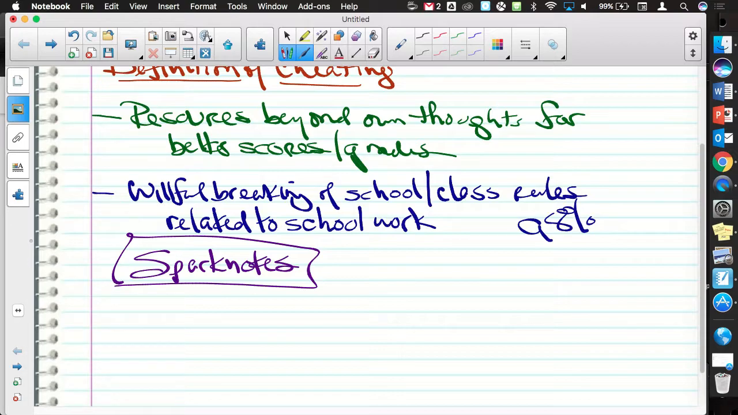Resources beyond your own thoughts for better scores and grades. Word for word, SparkNotes would be cheating with your definition. For Byron's, it would kind of depend.